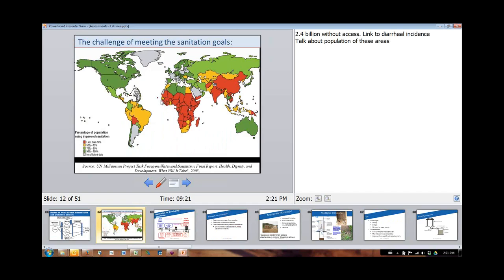Okay, very quick slide. We're just going to run through here. You can see that these are the areas where we need sanitation. Sub-Saharan Africa for sure, a little bit in South America and Asia. These are the places we work. We're in the right places.